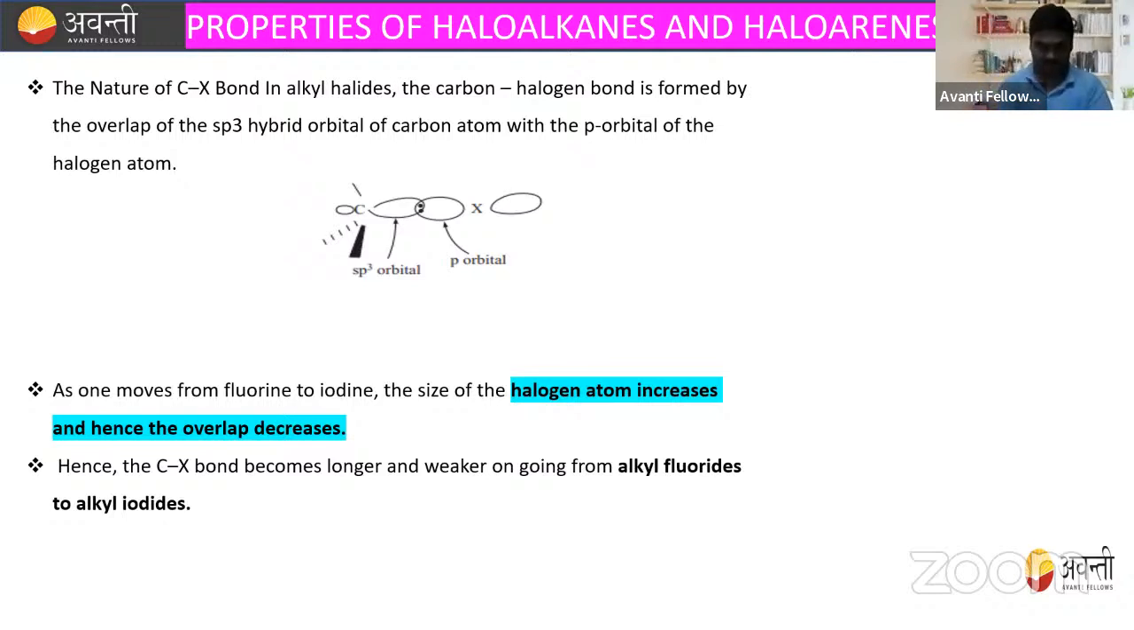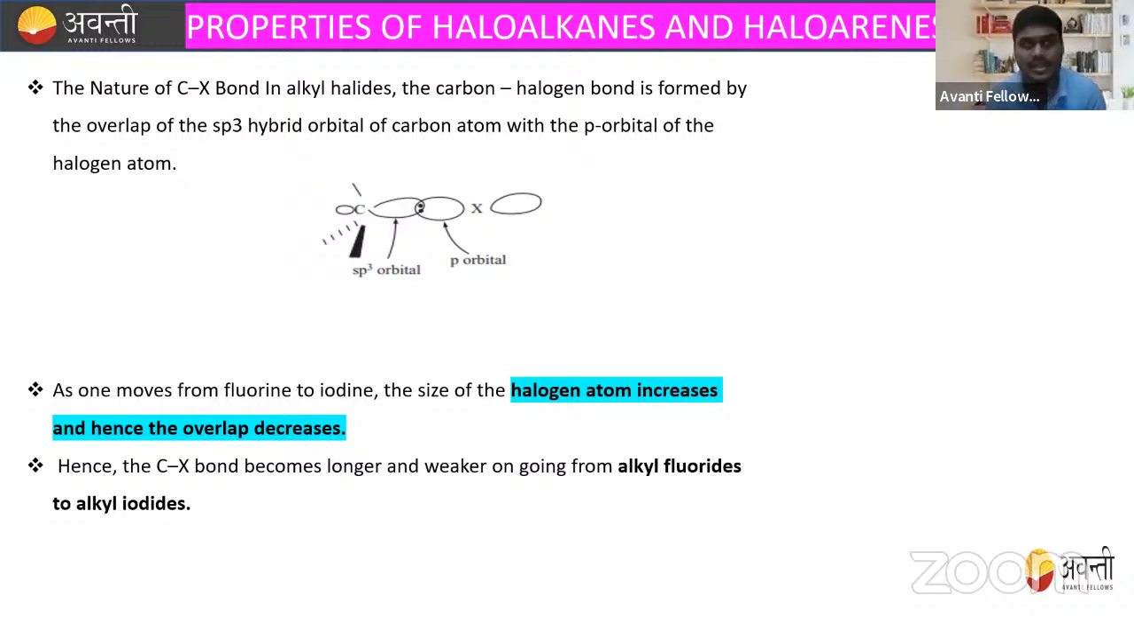Now, as one moves from fluorine to iodine, definitely size increases because we know that fluorine is the first member of this group and iodine is the last member of the group. So when you move from fluorine to iodine, the size starts increasing, right? Hence the overlap decreases. As the size increases, the overlap tendency decreases. So the C-X bond becomes longer and weaker on going from alkyl fluoride to alkyl iodide.